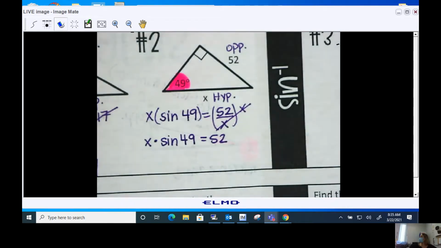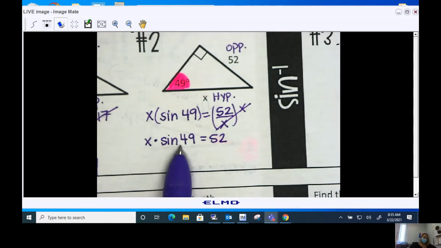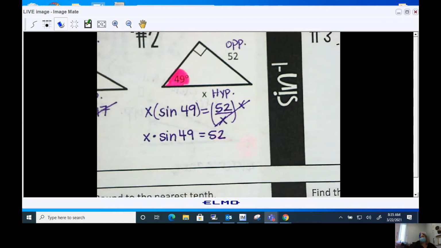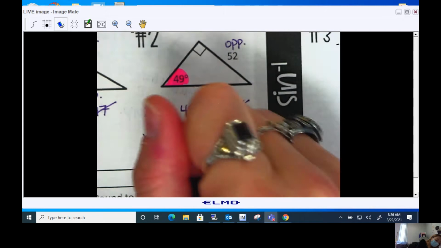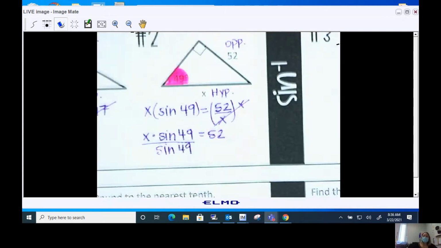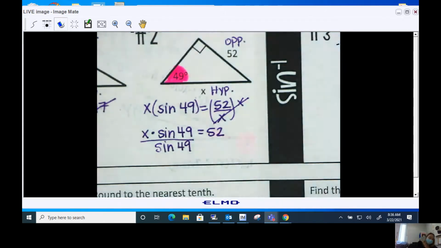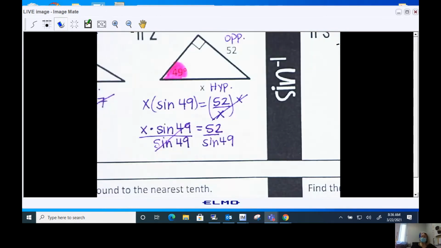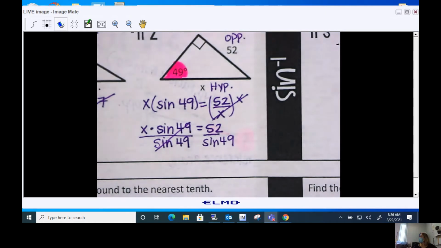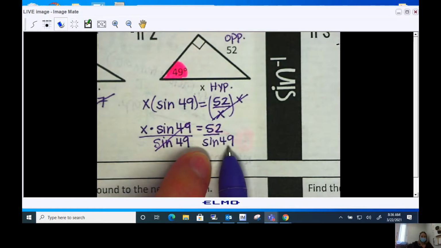This is the same thing. You've got x times, ignore the fact that it says this, just look at the number itself. It says times 49. How would you get rid of a times 49? You would divide. So you're going to divide on the left by this whole thing. Sine of 49 is just a number. And then whatever I do on the left side, I'm going to do on the right side, divided by the sine of 49. It's going to cancel on the left, and you're going to be just left with an x. And then all you have to do is put this into your calculator.